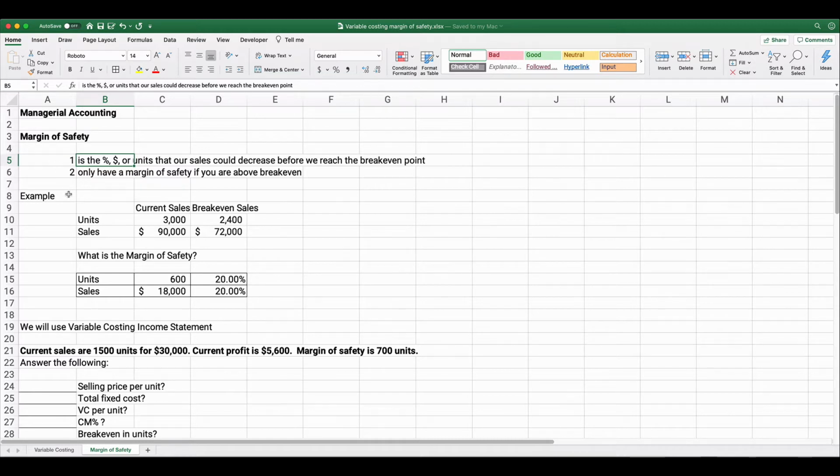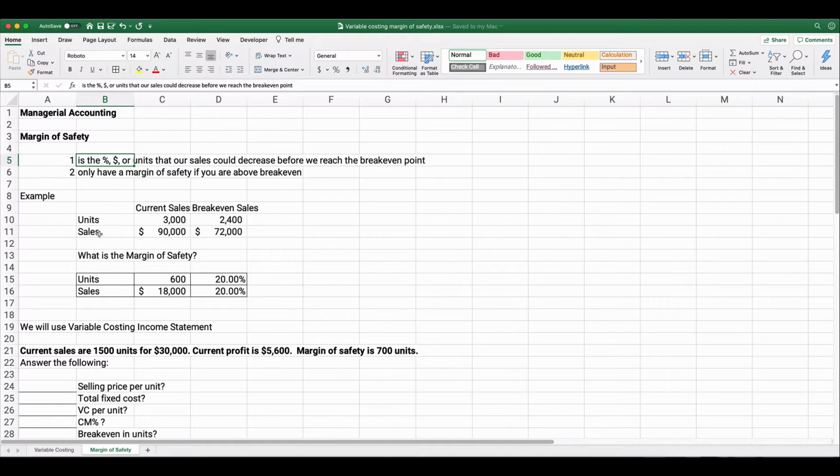So margin of safety could be the percentage or the dollar amount or the units that our sales could decrease before we reach the break-even point. Remember, the break-even point is the point of zero profit, where the revenues equal expenses. Anything below that, you're losing money. Anything above that, you're making a profit. Now, you can only have margin of safety if you're above the break-even point.